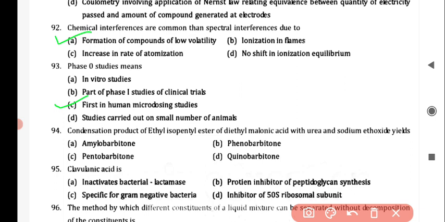Next question is, condensation product of ethyl isopentyl ester of diethylmalonic acid with urea and sodium ethoxide yields, and the correct answer is option A, amylobarbin. Next question is, clavulanic acid is, and the correct answer is option A, inactivates bacterial lactamase.